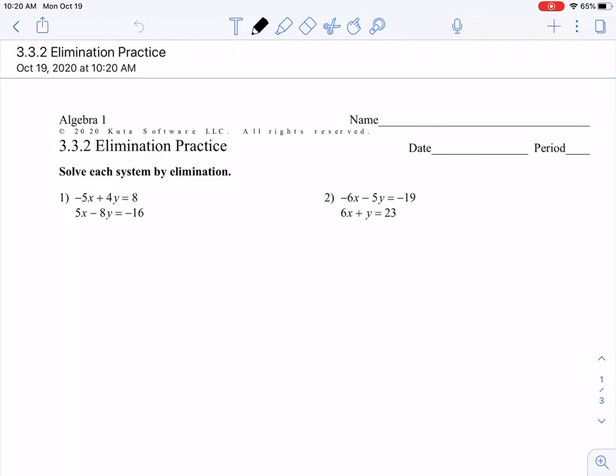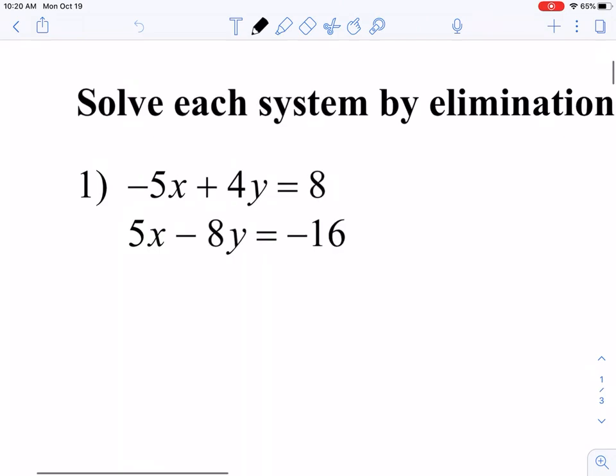3.3.2, just some additional practice on elimination. We are going to be eliminating with standard form that does not need to have any numbers changed, only signs. So when we're working with these, again, we're looking at a term, x or y, that has the potential to cancel out. My y's do not have the same number, but my x's do. So my x's have the potential to cancel out.